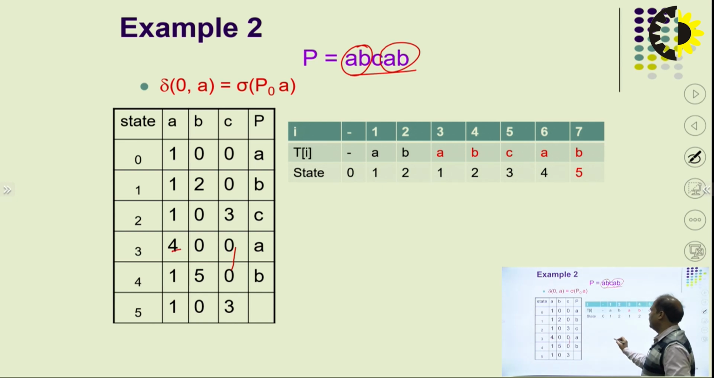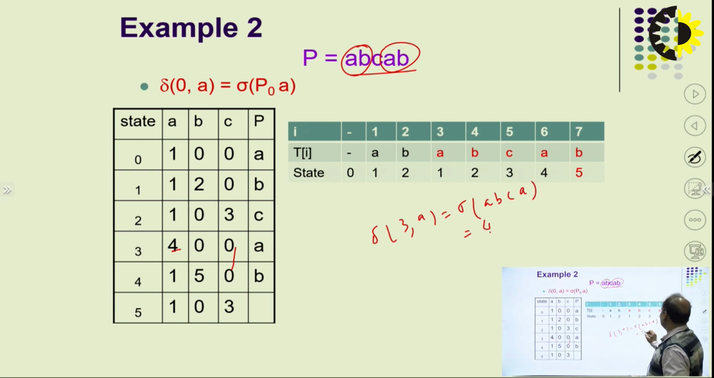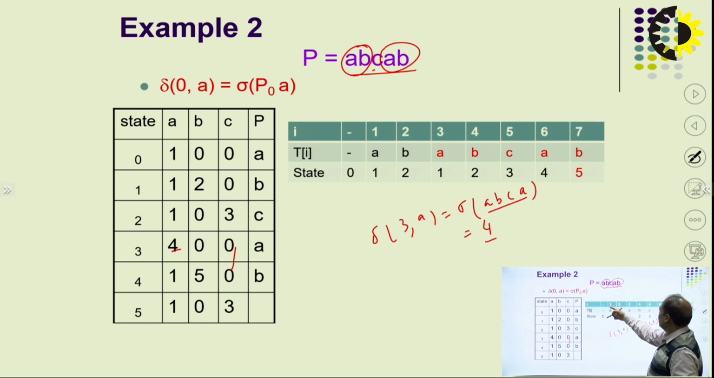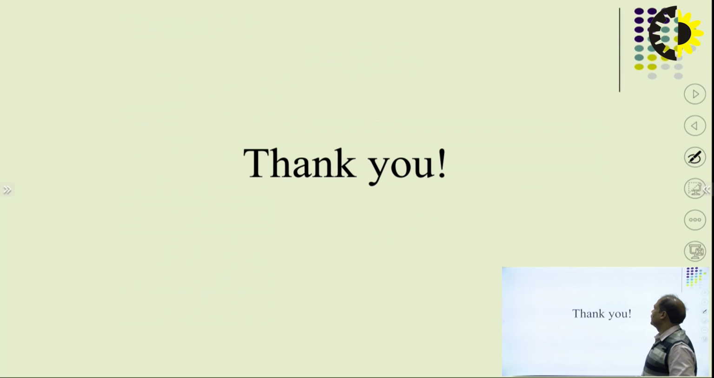We can check any transition, randomly, like delta 3 comma A is sigma P3A, and P3A is ABCA. So its value is 4 because the prefix of the pattern matches here. So we can design the finite automata and see ABCAB by this transition table. So no need to design the finite automata. We can find the pattern inside the text by using the transition table itself. Thank you.